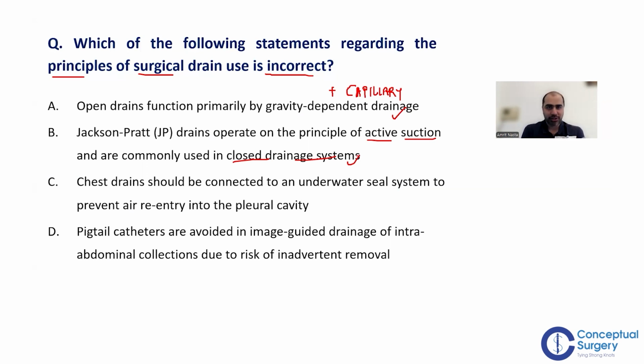Open drainage cannot have suction. Obviously, if it's open to the environment, how will you generate a suction? But yes, closed drainage do have suctions like the JP drain.